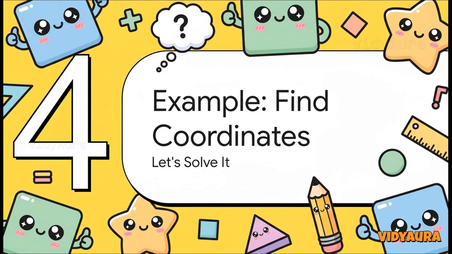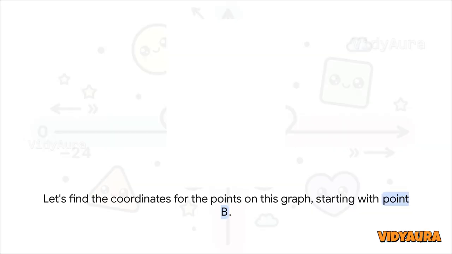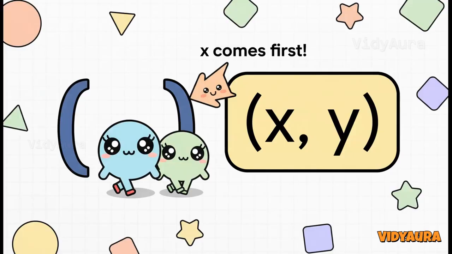All right, enough with the theory. It's time to get our hands dirty and actually do something. Let's put this into practice with a real example, just like you'd find in your textbook. We're going to solve this together, step by step. Okay, here's our graph. See those points scattered around? Our first mission, should you choose to accept it, is to find the exact address for point B. Let's do this. Now remember the golden rule, the most important rule of all. Coordinates are always written x, y. You always find the x value first. So let's find the x-coordinate for our point B.